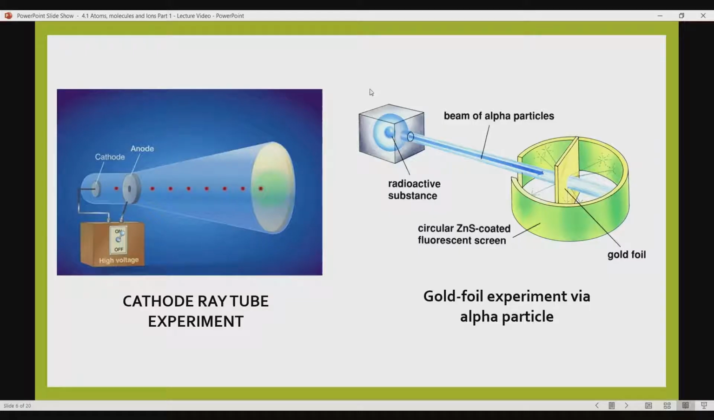Okay? This slide or my explanation for the cathode ray tube and gold foil experiment may not be that exhaustive. I'm just giving the caveat or the overview on how these two particular experiments led to the discovery of subatomic particles. But I suggest you subscribe to more exhaustive content on how the subatomic particles were discovered by these certain scientists. But nonetheless, let me continue.